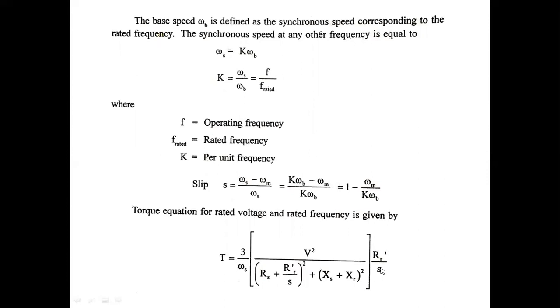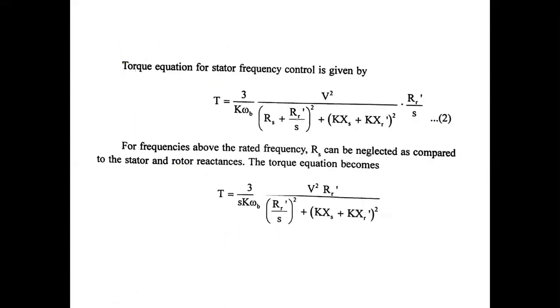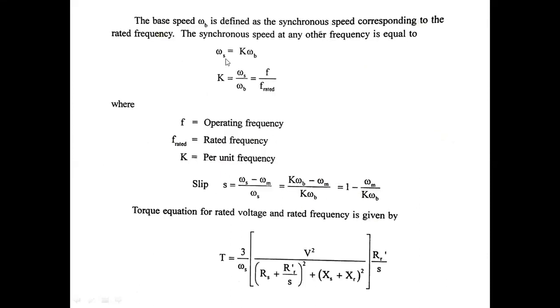This is the general torque expression. Now I am going to write the torque equation for stator frequency control. For stator frequency control, the modification is that I replace every omega s with k into omega b, and the slip is written as a function: 1 minus omega m by k into omega b.